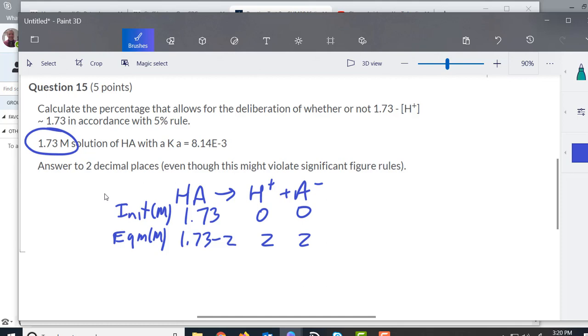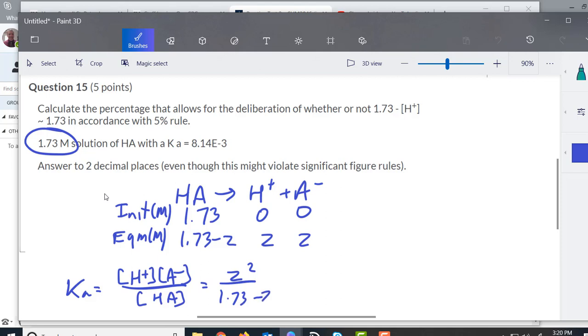We'll go ahead and we'll do the Ka first. So the Ka is going to be H plus A minus over HA, which is going to be Z squared over 1.73 minus Z. So this is where we're talking about this determination here. 1.73 minus H plus is approximately 1.73. Now that's the same thing. Because H plus is Z, we can say that we're assuming again that 1.73 minus Z is approximately 1.73.